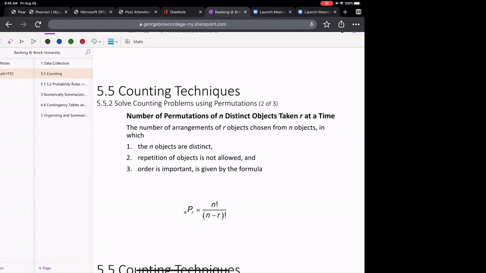Next, we introduce the concept of permutation. The number of permutations of n distinct objects taken r at a time. For example, if I have 10 textbooks and I want to select 3 textbooks, how many different ways can I choose?